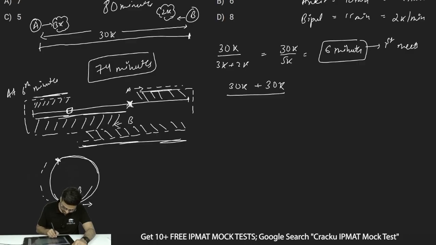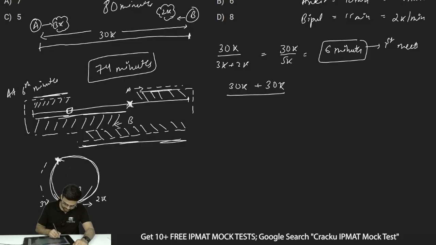Now in this case, what is the total track length? The total track length will be 60k. Why? Because both of them in combined will be covering 60k distance. So 30k plus 30k, 60k is the total distance covered. And what is the speed? B speed is 2k and A speed is 3k.